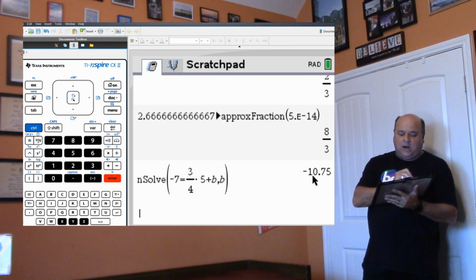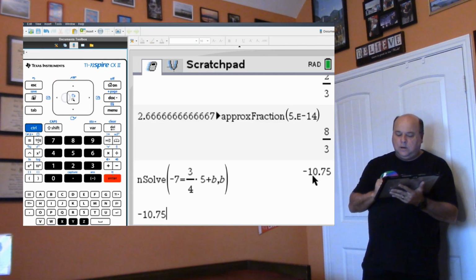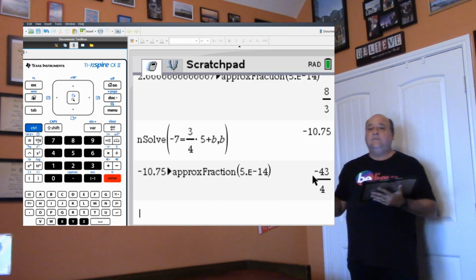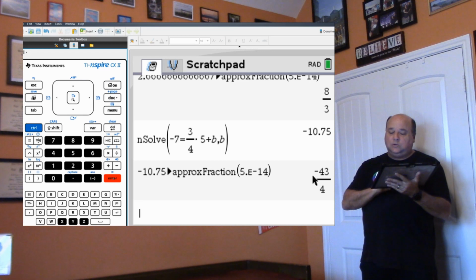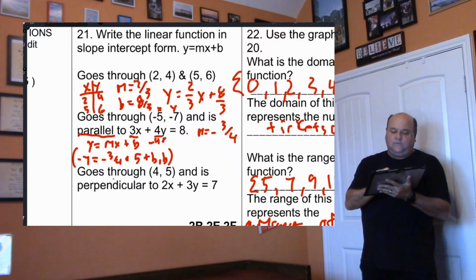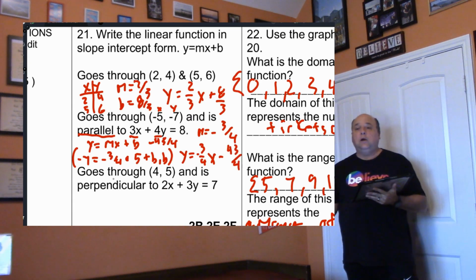We want this to be a fraction, so hit up, hit enter, and then menu 22 enter. Which is what? -43/4. That's probably what's going to be on STAAR. Okay, so we're going to go here. So -43/4 is b. So we're going to get y equals -3/4x minus 43/4. That will be our equation, okay?